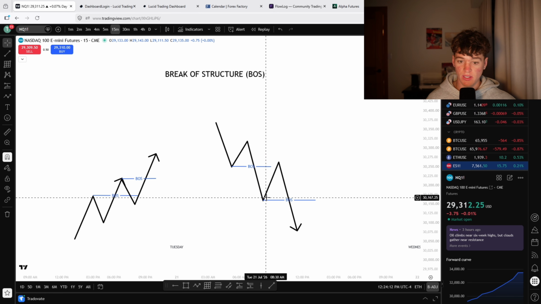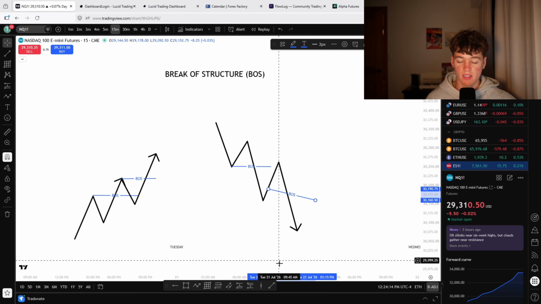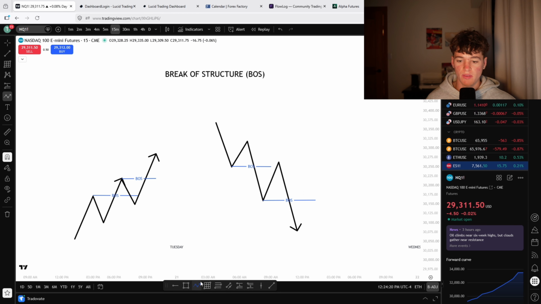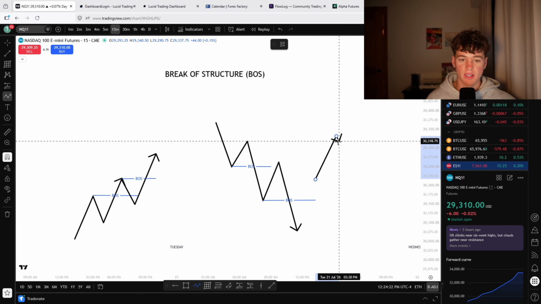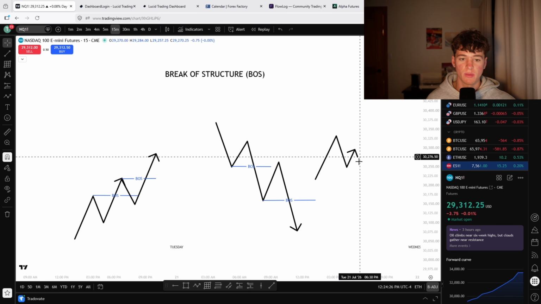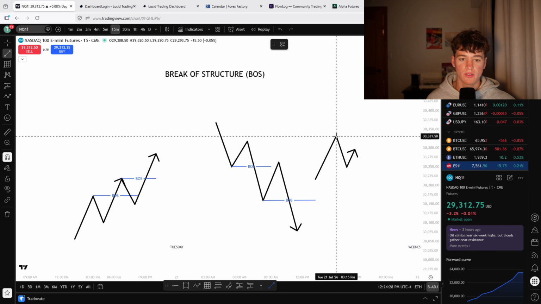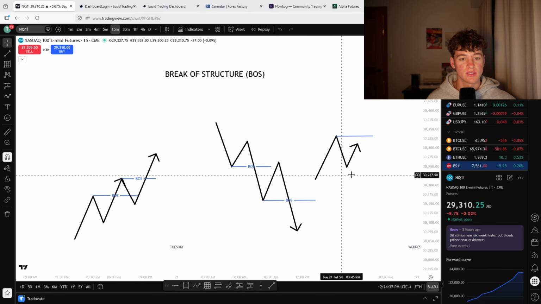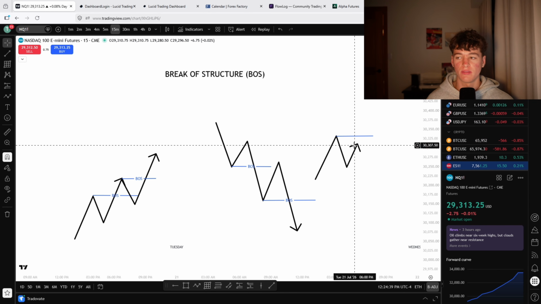But if we don't have this break of structure, I'll make another example for you guys. Let's say that we're moving in higher highs and higher lows in an uptrend, and then we don't get our break of structure. This is not a break of structure because as you can see, we don't close above this swing high. Meaning, how am I supposed to know that our trend is continuing? We didn't make our higher high. So this is not a break of structure. I hope that actually clears things up for you guys. But yeah, super simple. Don't overcomplicate it as always.